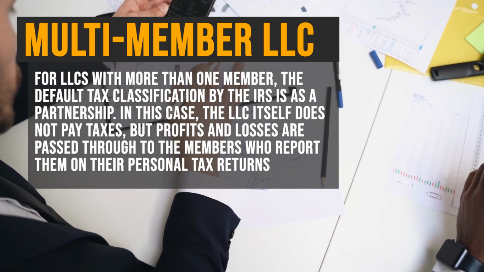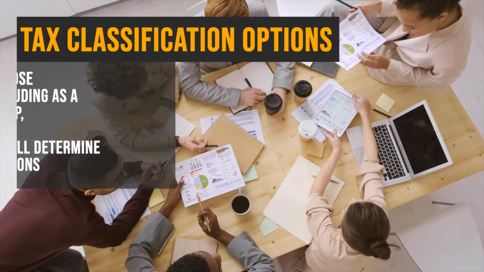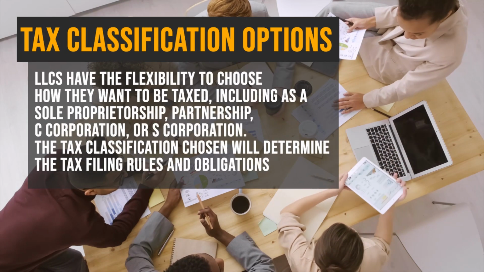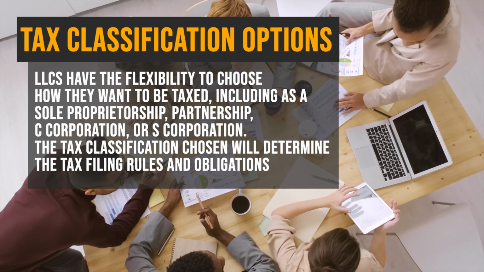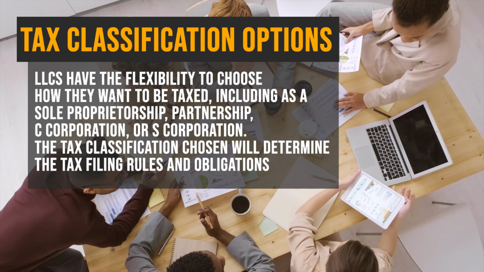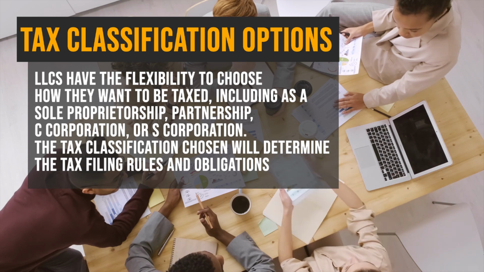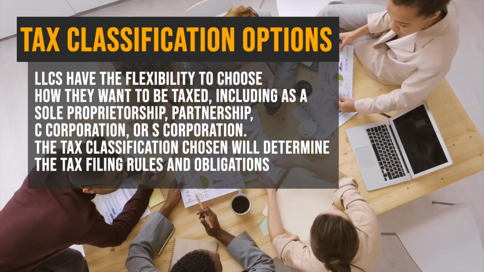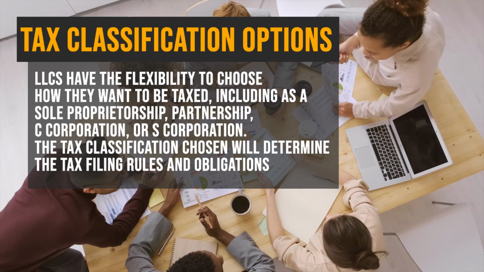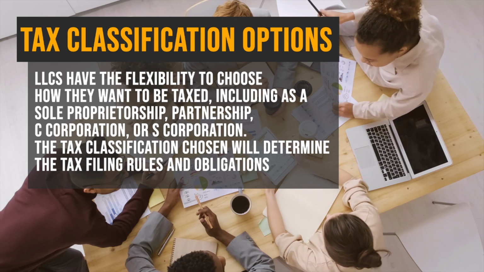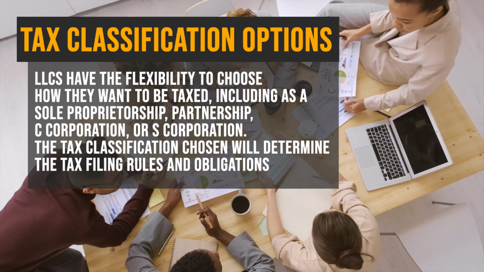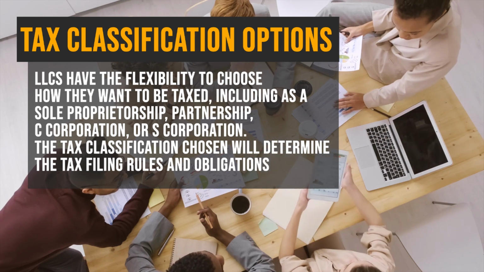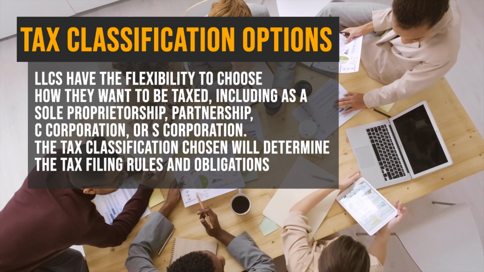of profits and losses. LLCs have the flexibility to choose how they want to be taxed, including as a sole proprietorship, partnership, C corporation, or S corporation. The tax classification chosen will determine the tax filing rules and obligations. Each classification has its own set of tax implications and requirements, so it's essential to understand the implications of each option before making a decision.